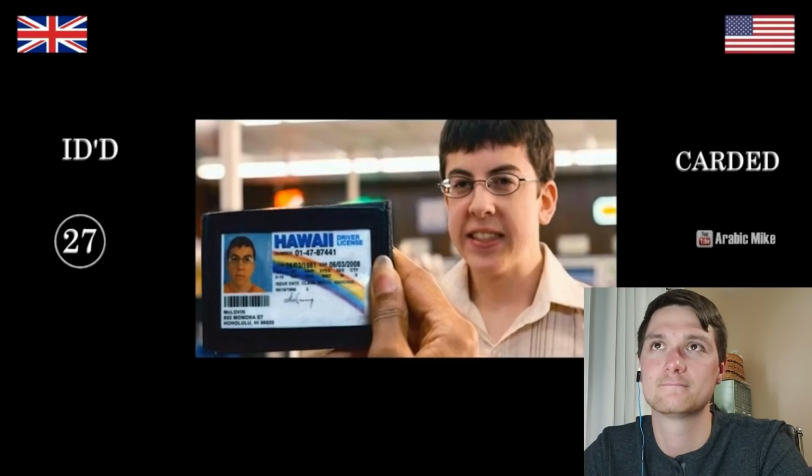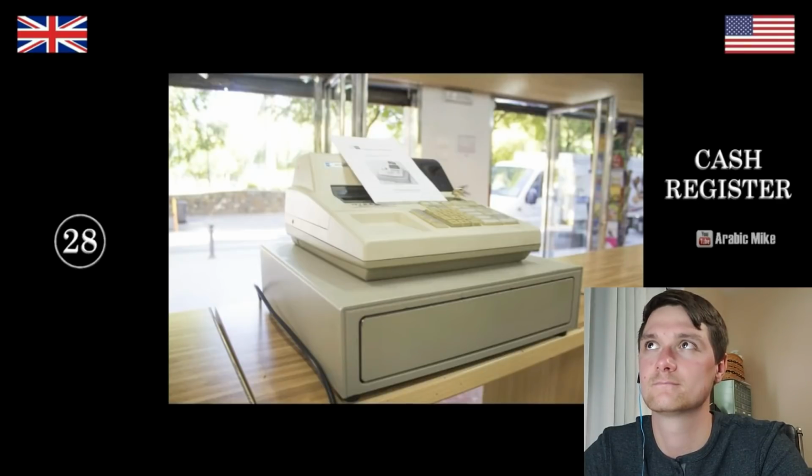If you've seen the film, you will know that he does successfully get sold alcohol, and then shortly after, the shop gets raided, and some guy comes in, punches him in the face, and tries to take money from the cash register. This is a till. Cash register.